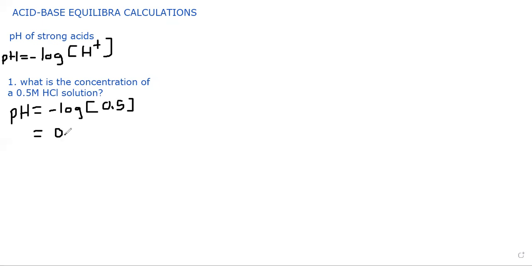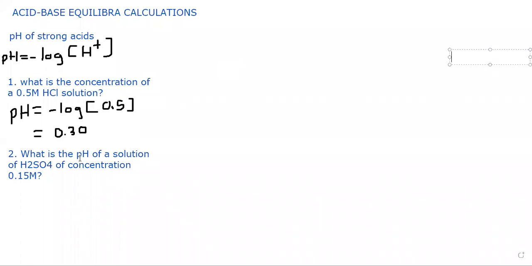And say 0.3. So again, here we have a strong acid, sulfuric acid, and it is asking us to find the pH of this solution. Again, you just go straight to this formula.